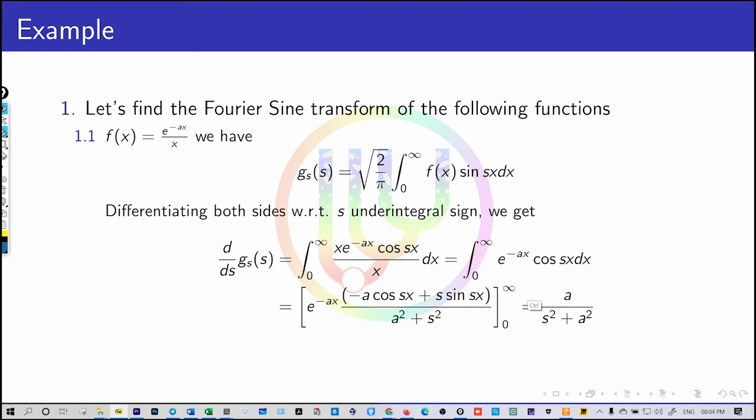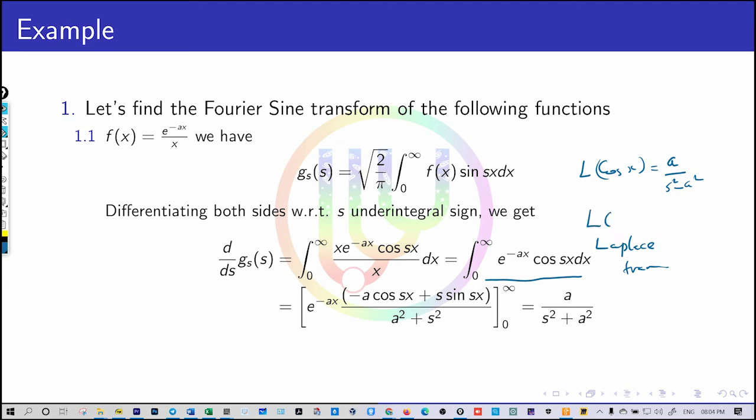This integral you can also evaluate by using Laplace transforms. What is the Laplace transform of cos sx? The Laplace transform of cos is a by s square minus a square.